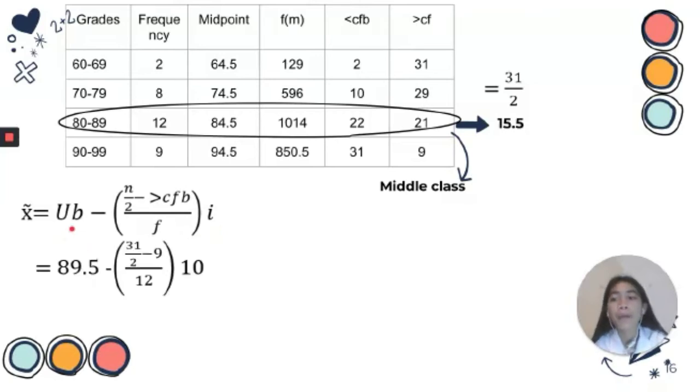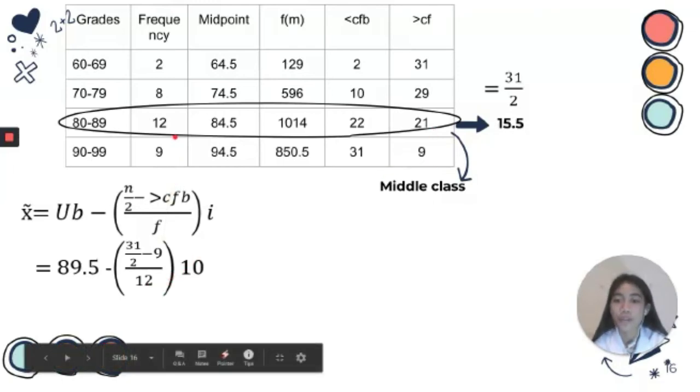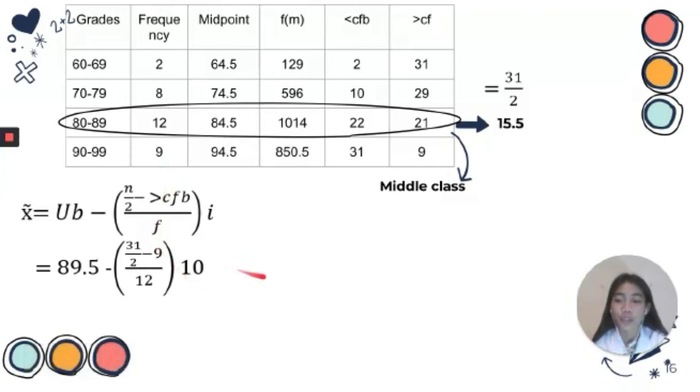So, the upper boundary, di ba po, dito sa middle class natin, upper boundary is 89. So, yung 89, mag-a-add lang tayo ng 0.5. 31 divided by 2 minus 9. Yung 9, dito tayo titingin, di ba, 21. Ano yung cumulative frequency after niya? So, 9 divided by 12, the frequency of middle class, times 10, the interval.